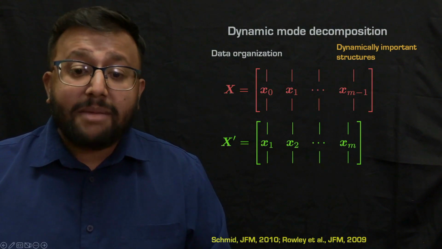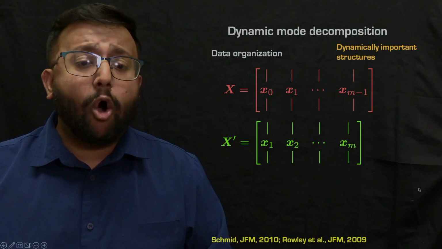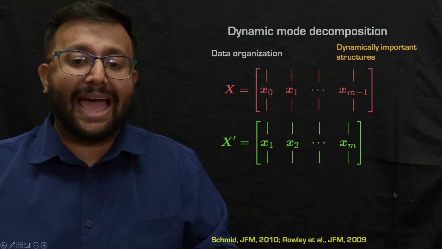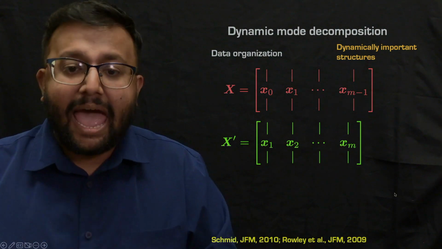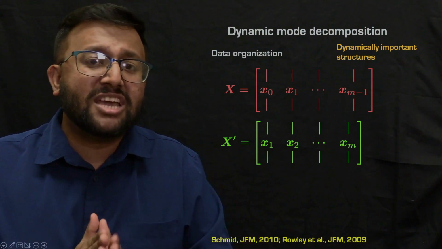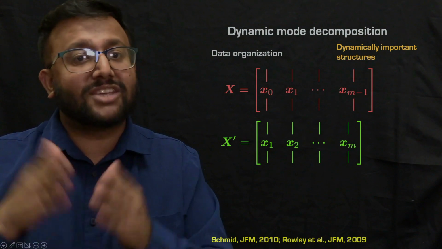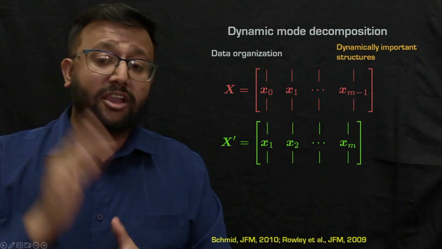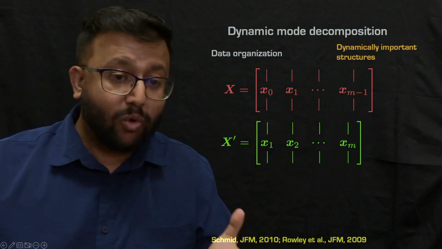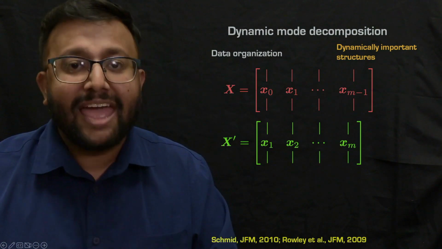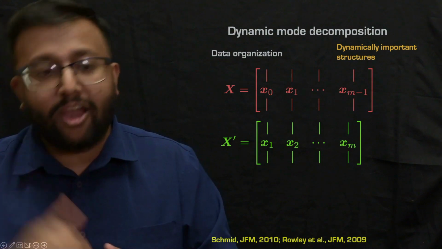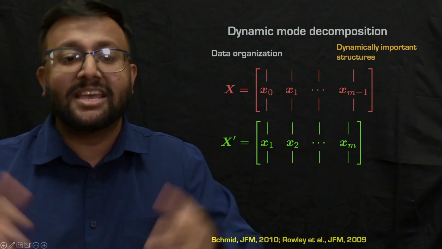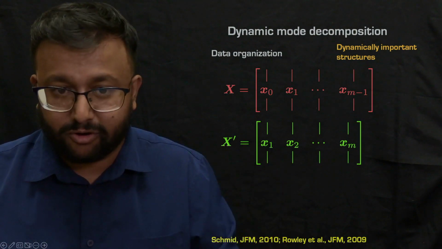So in dynamic mode decomposition, we also create this new matrix, which we call X prime. And X prime is just the matrix X shifted by one column, which means you can see that the first column of X prime is X1, whereas the first column of X is X0, the second column of X prime is X2, and the second column of X is X1, and so on and so forth.